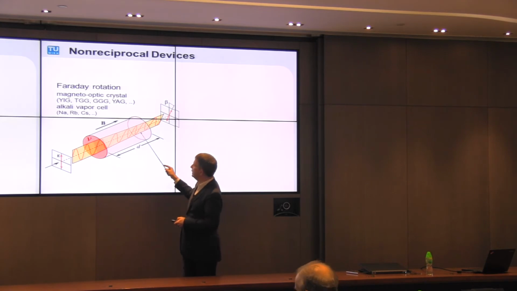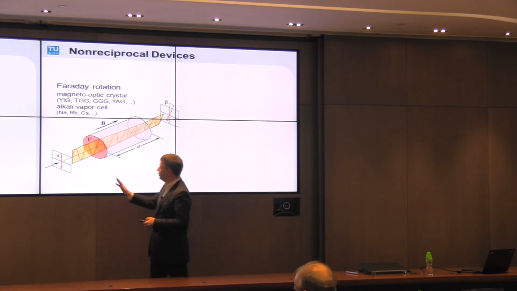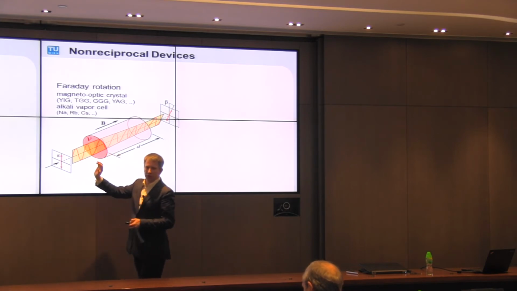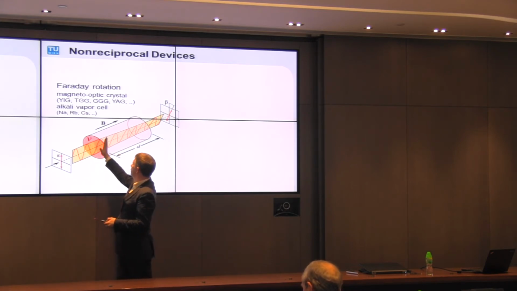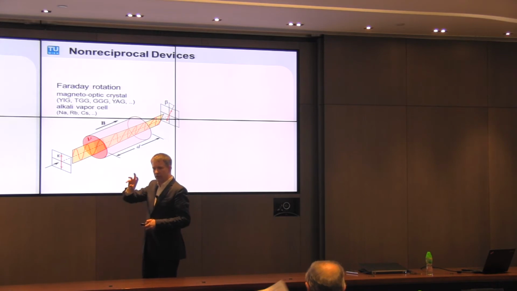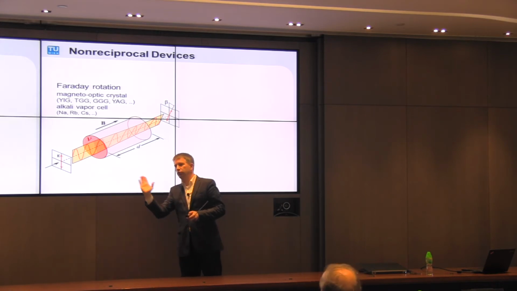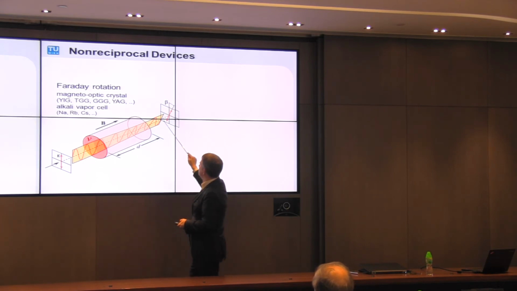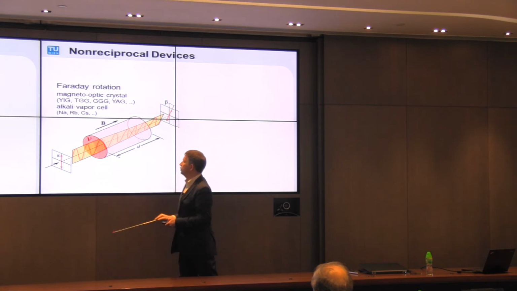In this case, in a magneto-optical material, if you send a linearly polarized light field into this crystal, then the plane of linear polarization will turn, and the sense of turning this polarization is determined by the sense of the B field. Okay, so that means that I have a plane of polarization that is different at the exit of my material than at the input.